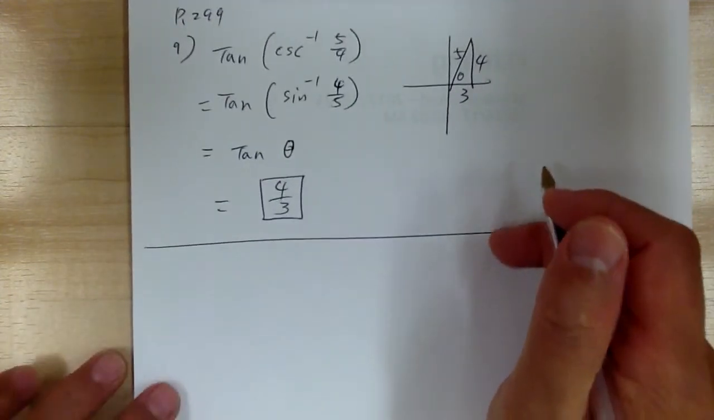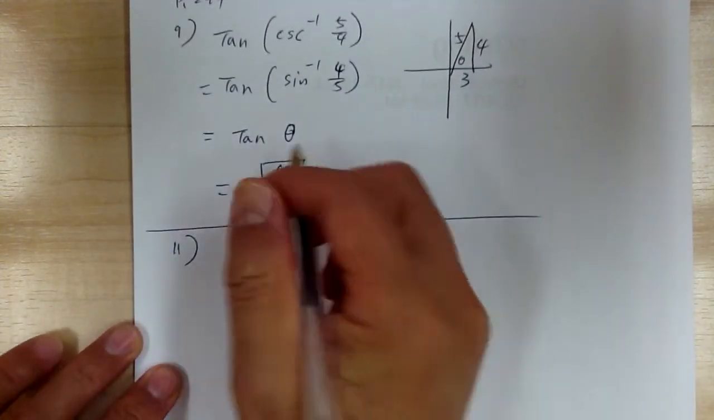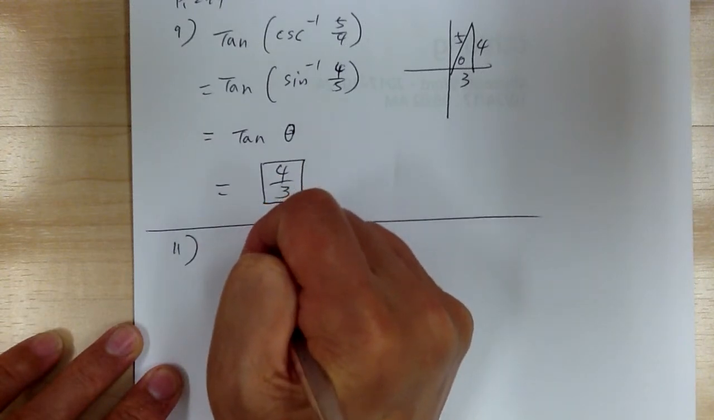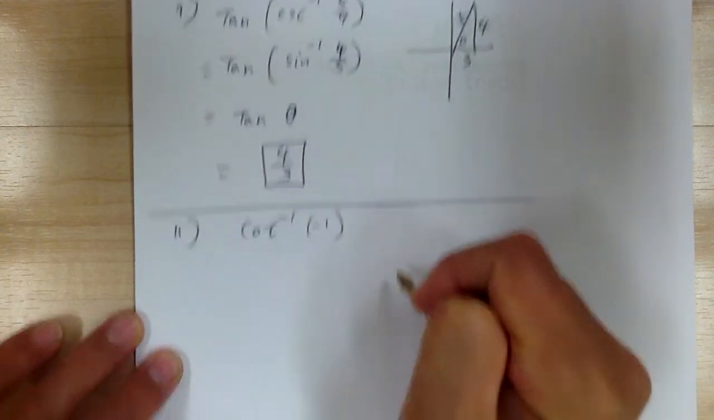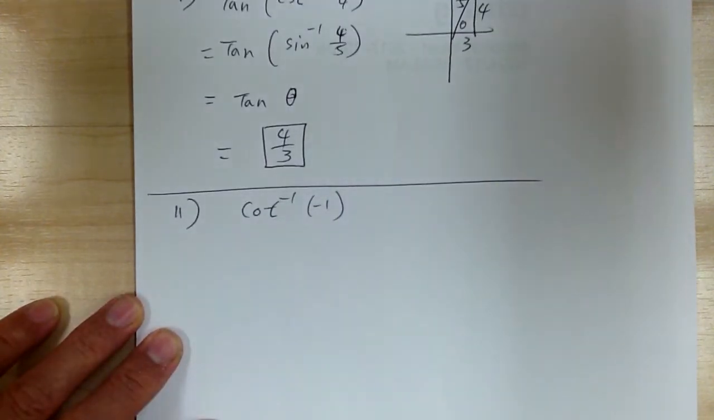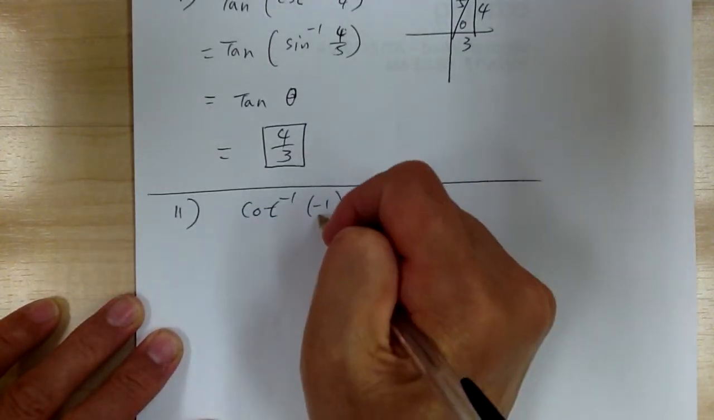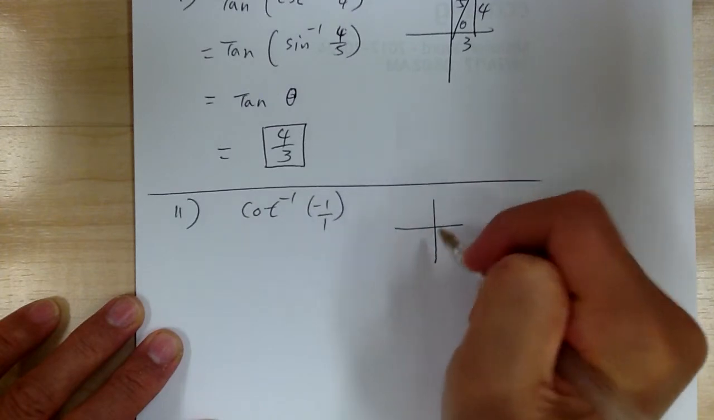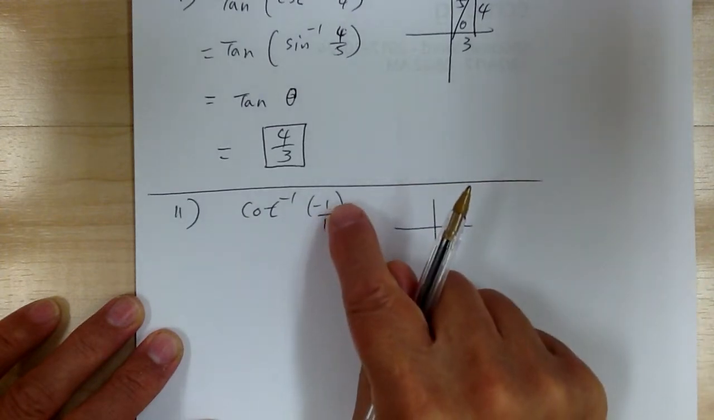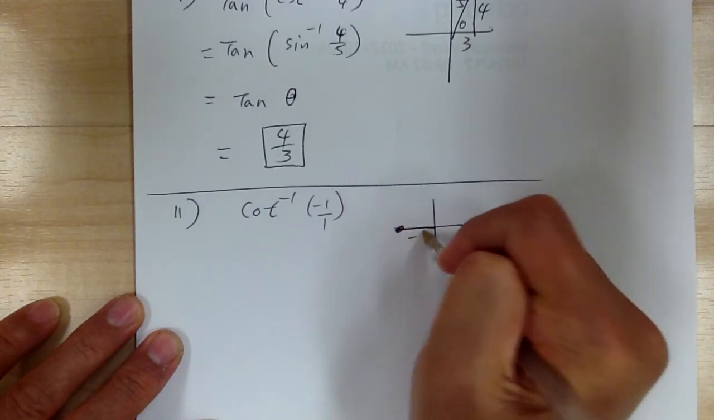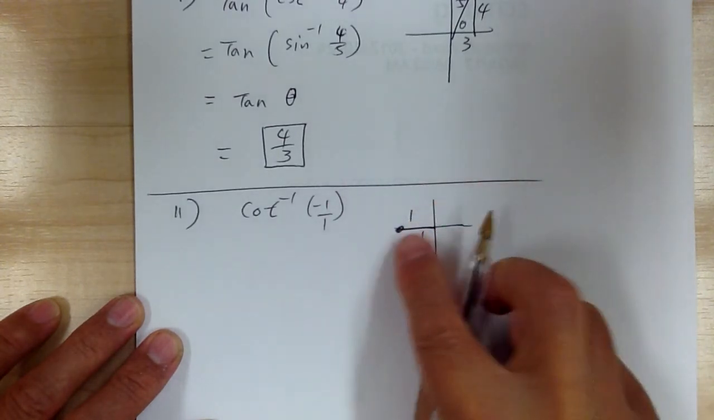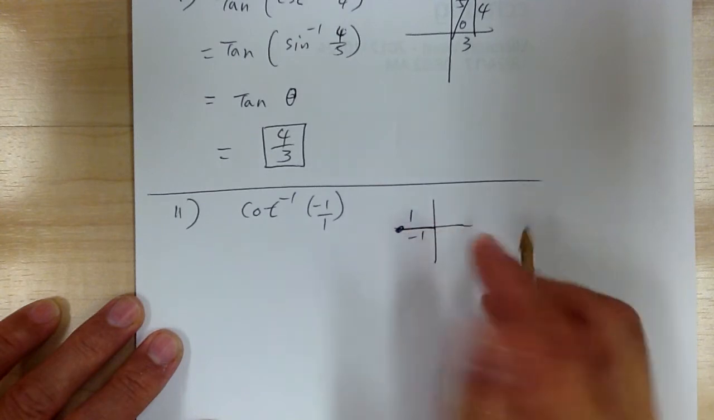Okay, let's go to number 11. Yeah, inverse cotangent of negative 1. Okay. So you can put negative 1 over 1. So cotangent is cosine over sine. So cosine is negative 1 over 1. Right? So in this case, the picture is going to be pi.